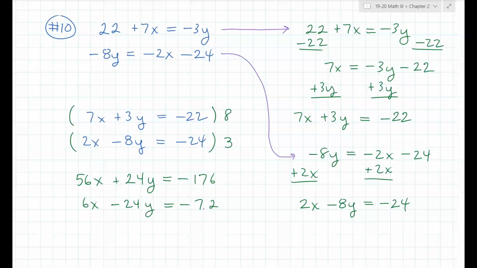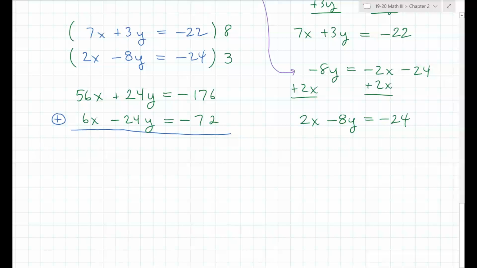Notice how my y's match up in number. If I want to eliminate my y, should I add or subtract? Notice I got a 24 and a negative 24. Should I add those numbers or subtract them? I should add them, right? Because they're opposite signs. So they'll cancel if I just add them together. So let me add. Notice I didn't pay attention to the negative 8 at all. I just put an 8 there, but it's still going to be fine.